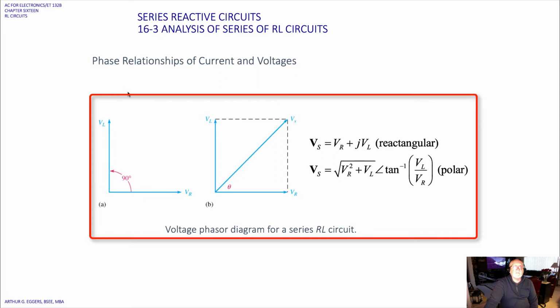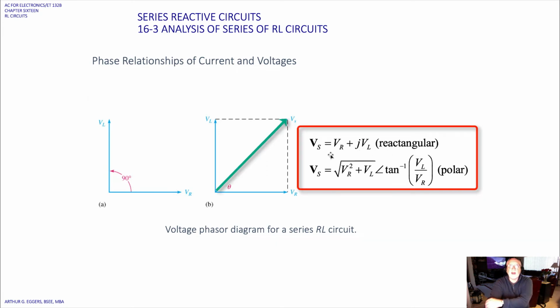So if we look at the phasor representation, then the voltage drop across the inductor vertically, the voltage drop across the resistor horizontally gives us again that right triangle relationship. So again, we can use our rectangular and polar relationships. Now the source voltage is equal to the phasor sum, or vector sum, of the voltage across the resistor added to the j V sub L, the voltage across the inductor.